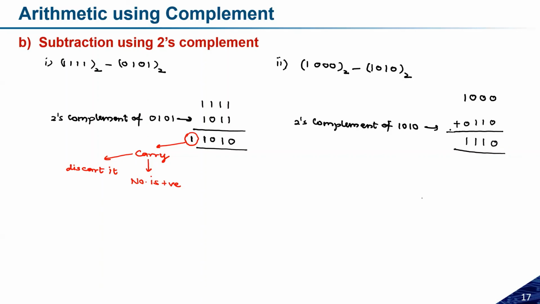If there is no carry, the result we have received here is a negative result, and it is in the 2's complement form of the true result. In the previous case, if there was no carry, we said that the result is negative, and the result we got was the 1's complement of the actual result. But here, if no carry is generated, it indicates that this number is the 2's complement of the true result.